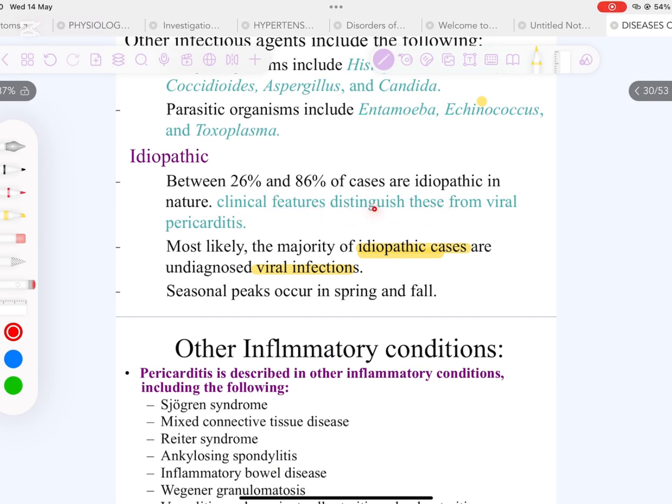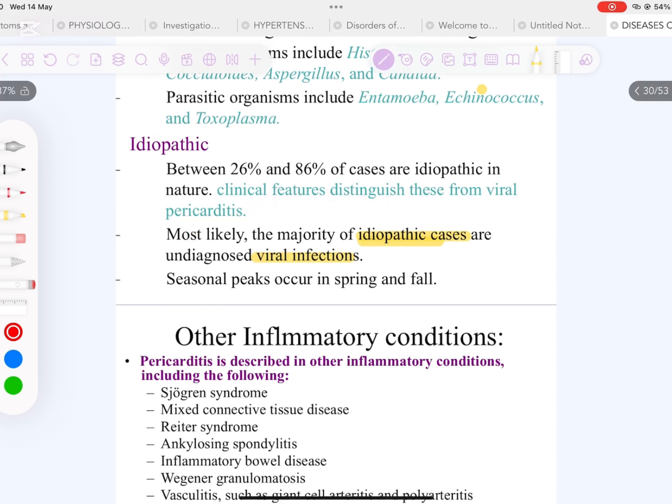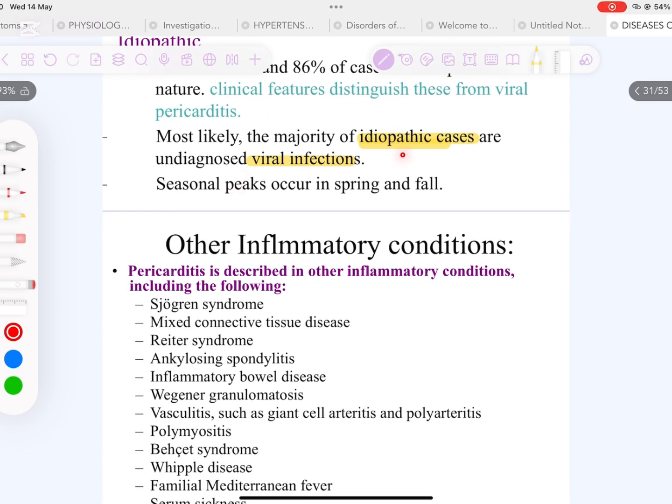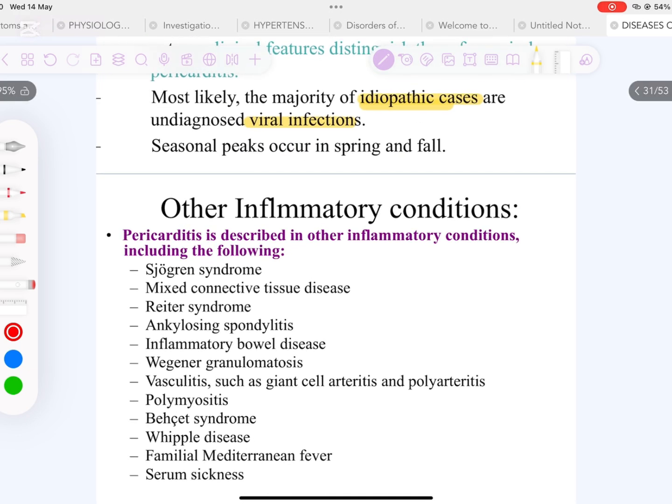Clinical features will now differentiate this from the viral one. Remember I told you most of the ones that just happen, not from outside, are usually viral. So, if you now check the clinical features, you can know if it's viral or idiopathic. Most likely, the majority of idiopathic cases are undiagnosed viral ones. So there's now a war between is it idiopathic or is it viral. That is especially if it is coming from something you don't know in any other part of the body.